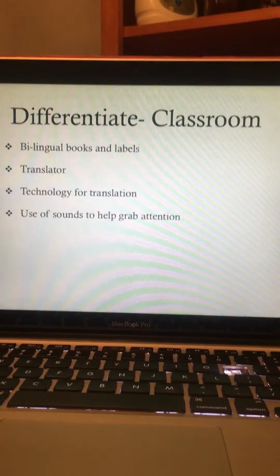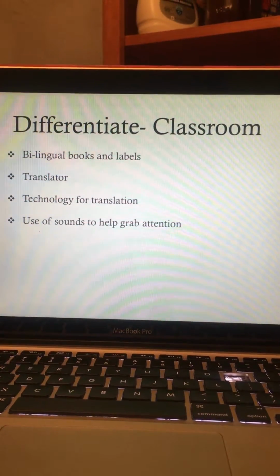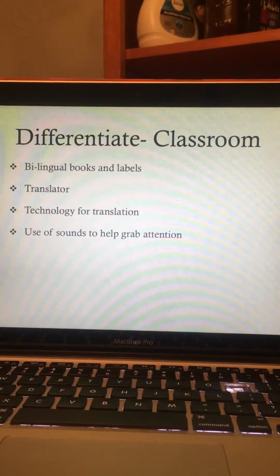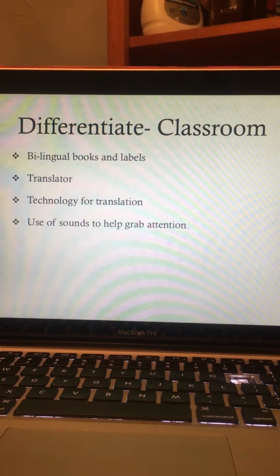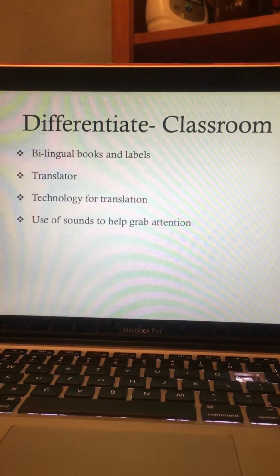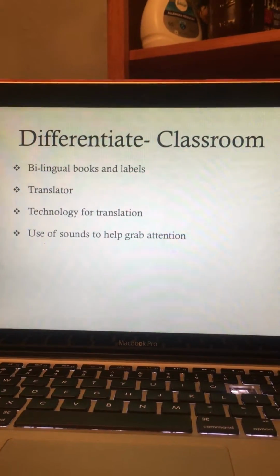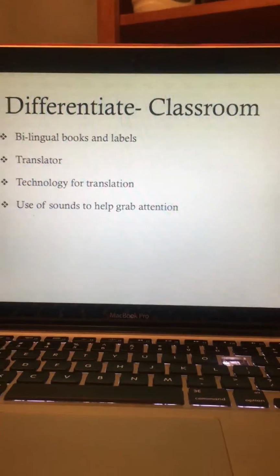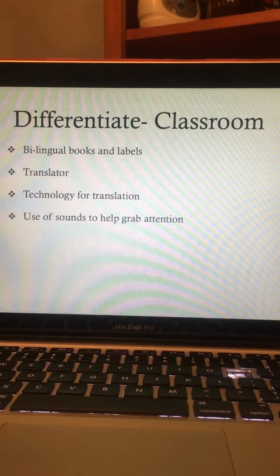Another thing that would be great would be to have a translator if necessary, if the school can provide one, just to help her with words and help us communicate better together. This would also depend on Lily's ability in my classroom. I feel like she's able to, for the most part, understand most of the words, but that translator could be a comfort to her. Technology for translation as well, which would be helpful, and then also the use of sounds to grab attention.